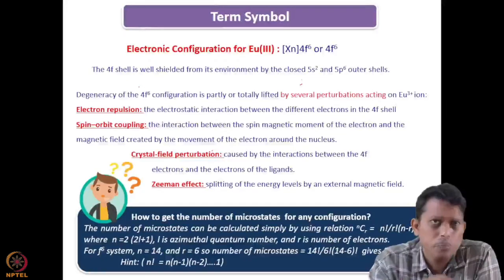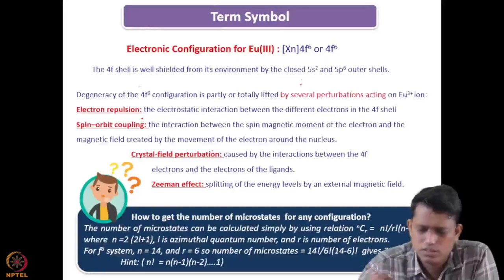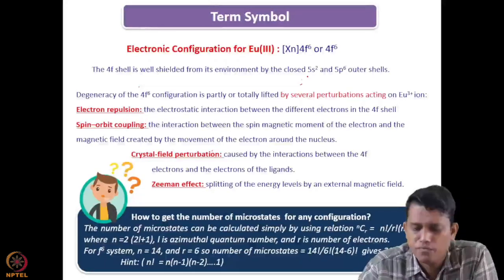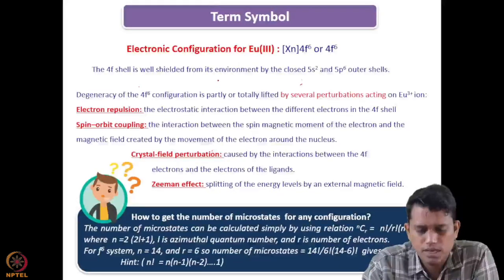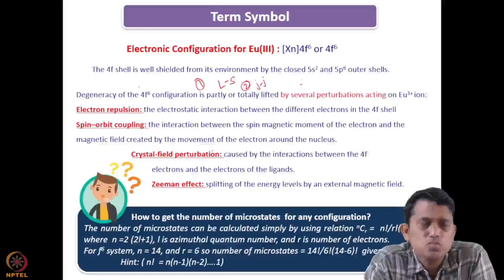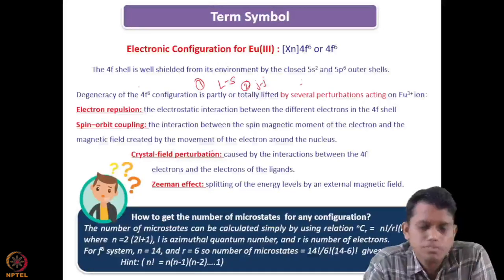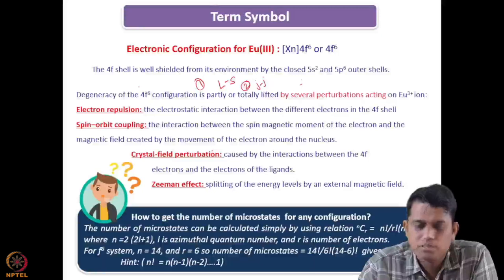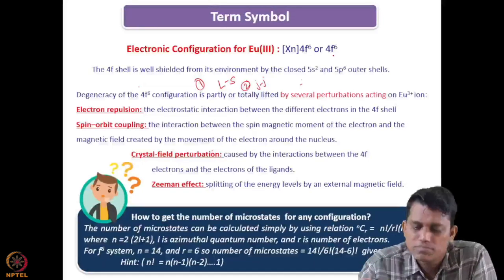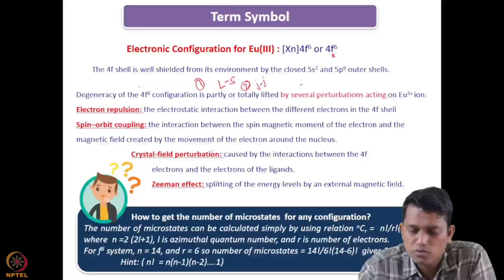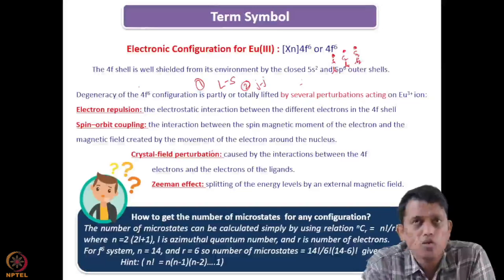We will not talk much about spin-orbit coupling, but just for your revision, we can have two types of coupling. One is called LS coupling or Russell-Saunders coupling, and the second is jj coupling. The basic difference is in the first scheme, LS coupling. Suppose you have an electronic configuration with two or three electrons. Every electron has a spin s1, s2, s3, and every electron has an individual orbital momentum.